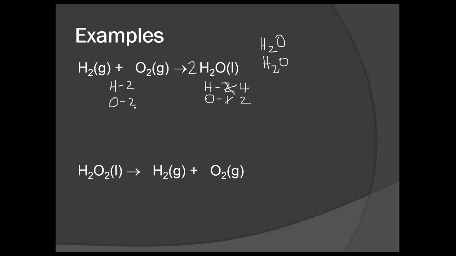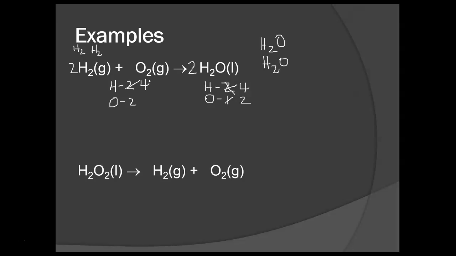So now I've balanced my oxygens, but in the process of doing that, I've messed up my hydrogens. I now have 4 here, but only 2 here. So in order to fix that, we jump back to this side, and we put a 2 out in front of this hydrogen. Now that gives me 2 hydrogen molecules. Each hydrogen molecule has 2 hydrogens in it for a total of 4 hydrogens.